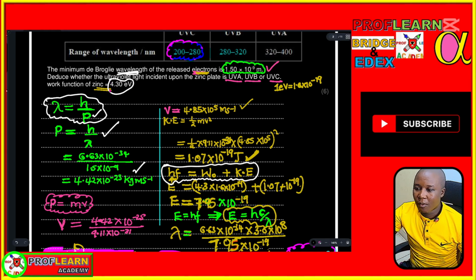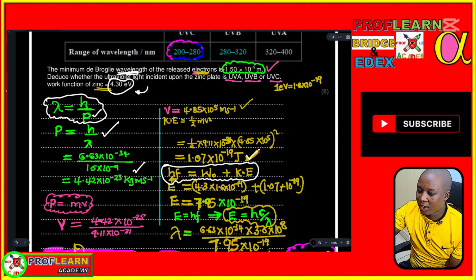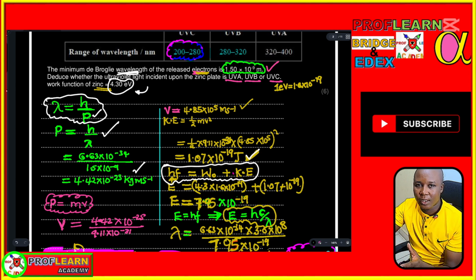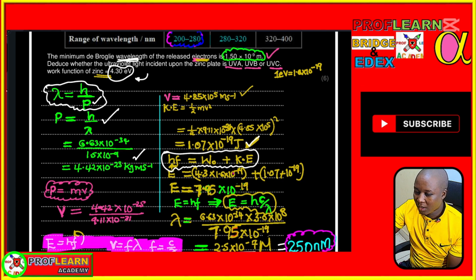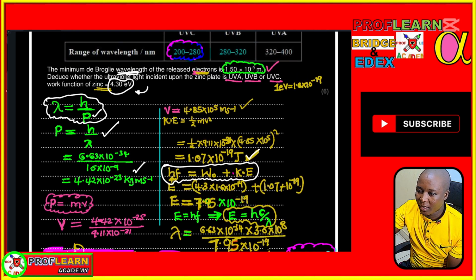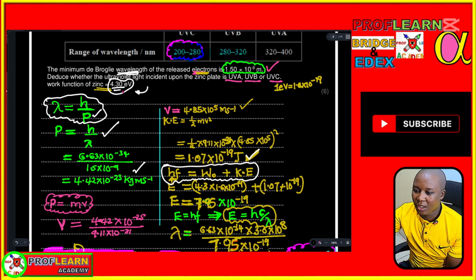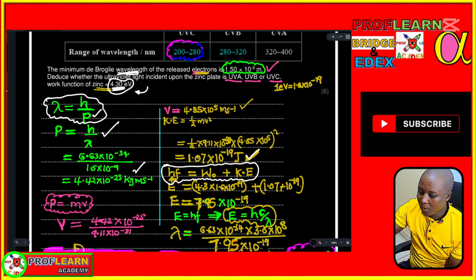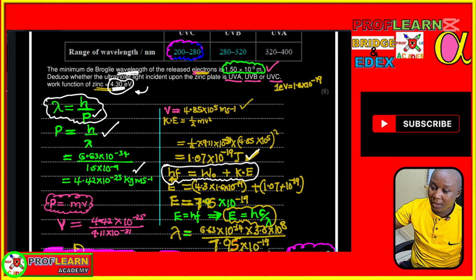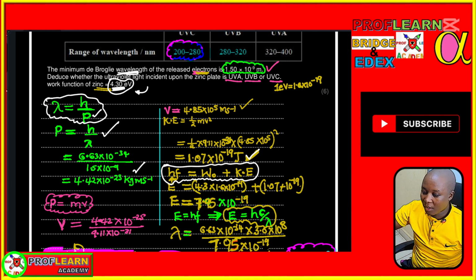So we want to know the energy of a photon, so we are going to take the work function that was provided at this given point plus the kinetic energy that we have gotten here. If we add them, we are going to get the energy of the photon. Already we are given the energy in electron volts, which means we have to convert that energy so that we have it in joules, because our energy was in what?